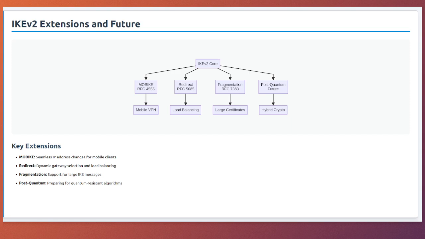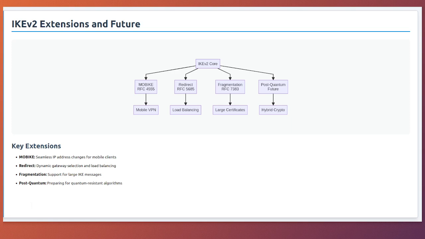Fragmentation support addresses a common issue with large certificates or many proposals. IKE packets can exceed MTU limits, causing connectivity problems. The fragmentation extension splits large IKE messages into smaller fragments, ensuring reliable delivery even with restrictive firewalls or small MTUs.